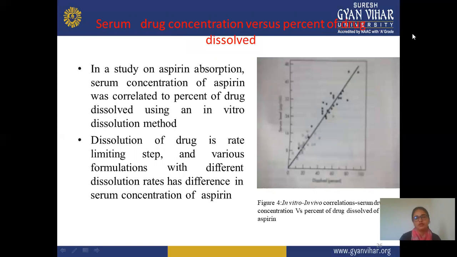Next is serum drug concentration versus percentage drug dissolved. In this study, the serum concentration of aspirin was correlated to percent drug dissolved using an in vitro dissolution method. Dissolution of the drug is the rate limiting step, and various formulations with different dissolution rates have different serum concentrations of aspirin. And in this, you plot one graph for in vitro and in vivo correlation of the serum drug concentration versus percent drug dissolved for aspirin.